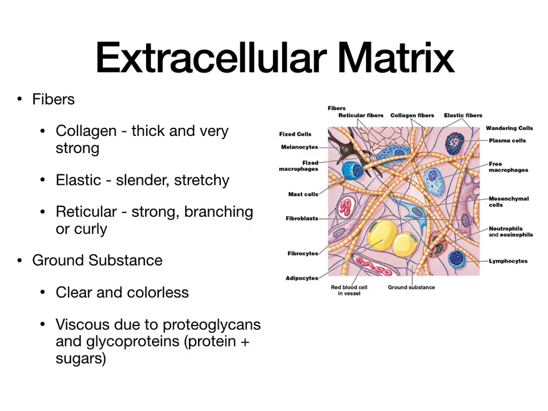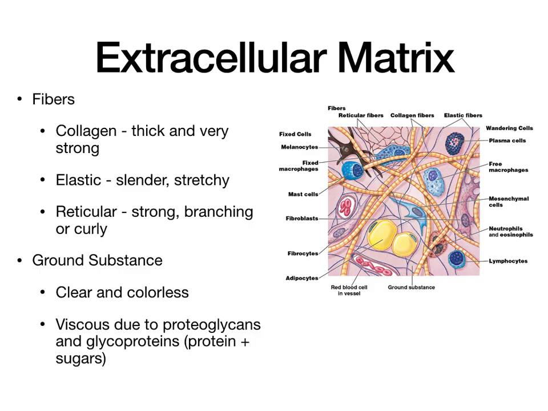So the fixed macrophages are stationary. Where they are located is where they stay. And then those free macrophages float around, finding that debris and those pathogens to engulf and get rid of. The mesenchymal cells are stem cells that aid in tissue repair. Our neutrophils and our eosinophils are phagocytic blood cells. And then our lymphocytes are our immune system cells.